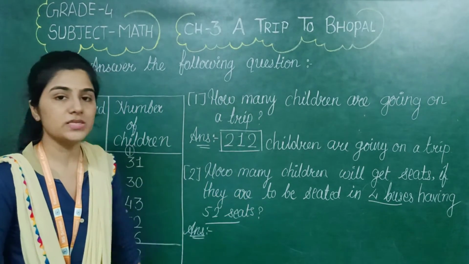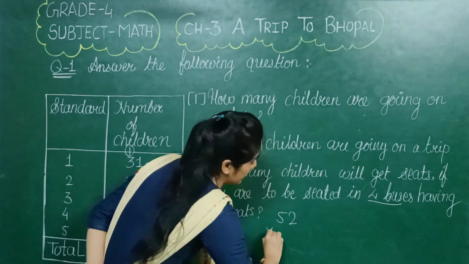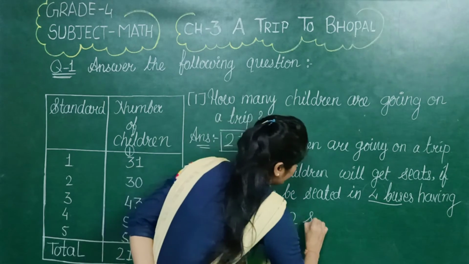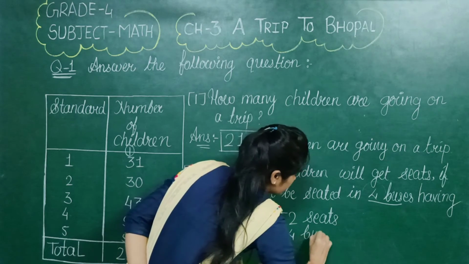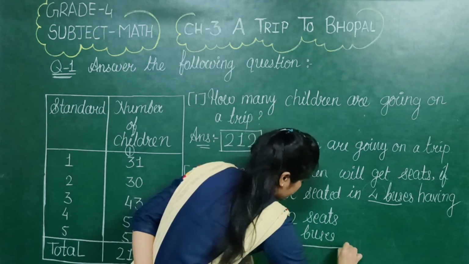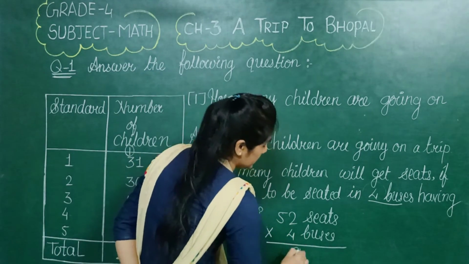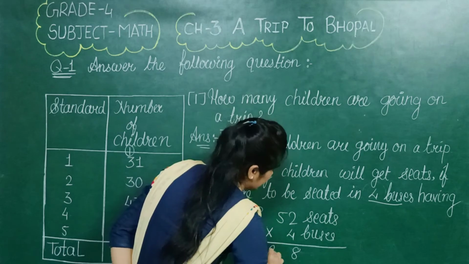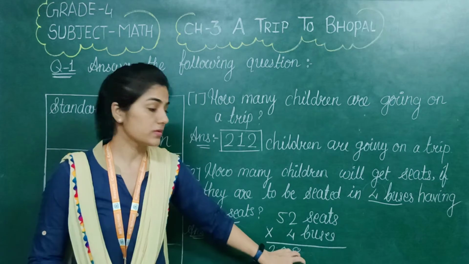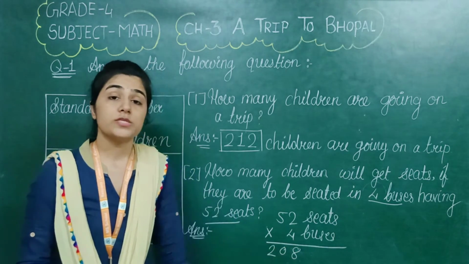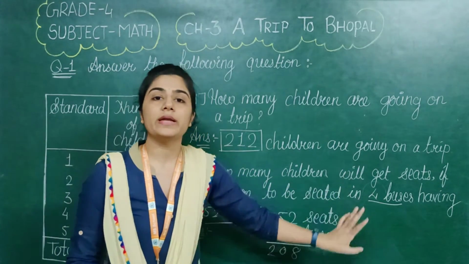52 seats are there, so we do the multiplication this way: 52 multiplied by 4, where 52 is the number of seats and 4 is the number of buses. Multiplication is very easy for you. 2 4s are 8, and 5 4s are 20. So 200 and 8, total 208 seats we have got. So we can say that a total of 208 children will get seats.